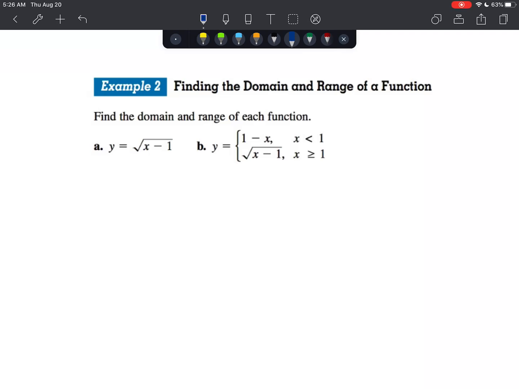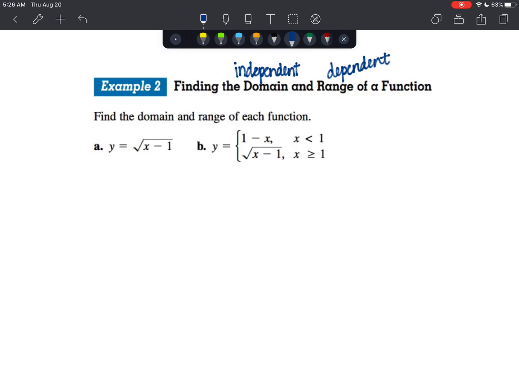The domain of a function are all the allowable values that can go in for the input, for the independent variable. The range are all the values that are a result of those inputs. So those are your dependent variables. So your domain is your independent variable, and your range is your dependent. Your range depends upon your domain.